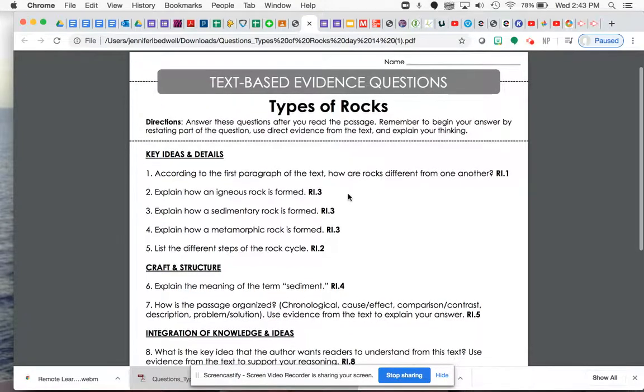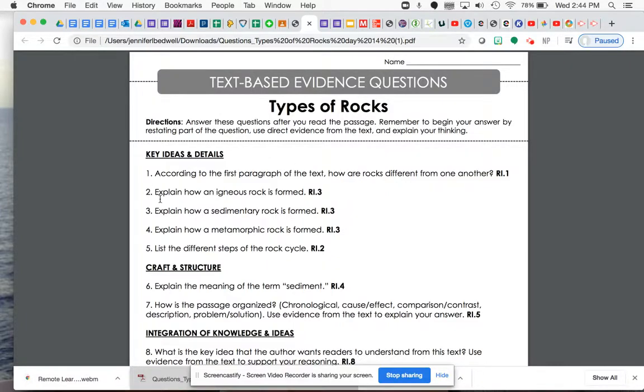All right, so these are questions. You have 5 key ideas and details questions. So these are really, truly coming directly from the text. Number 1, according to the first paragraph of the text, how are rocks different from one another? In this case, especially when we're talking about the 3 different types, how are they different from each other?